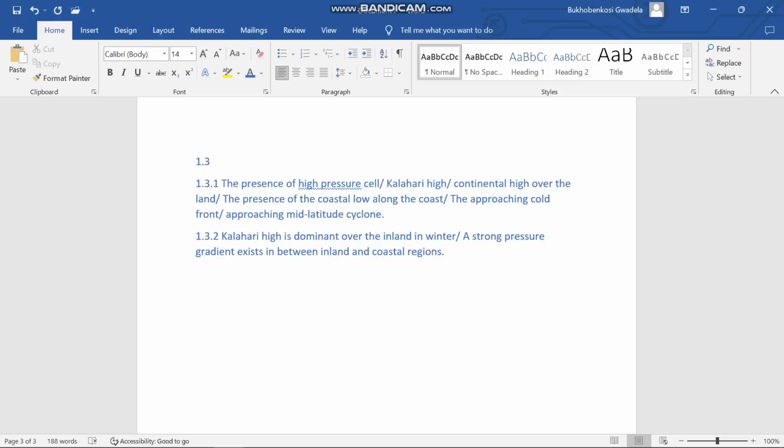So a strong pressure gradient exists between inland and coastal regions. And also you can say these are your two marks. You're going to choose which one you are going to use during exams. Okay, but I'll choose for you which one. So cold fronts dominate in winter. Okay, the pressure belts move northwards.